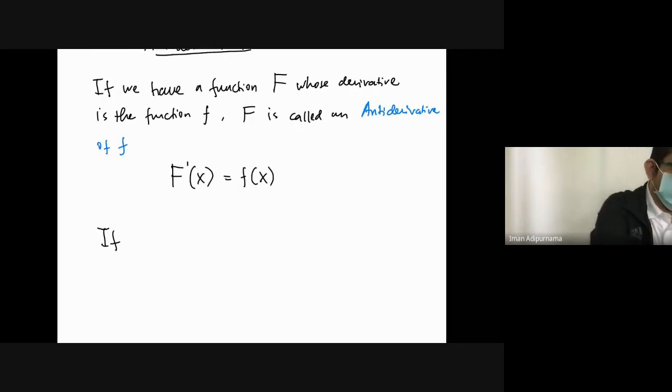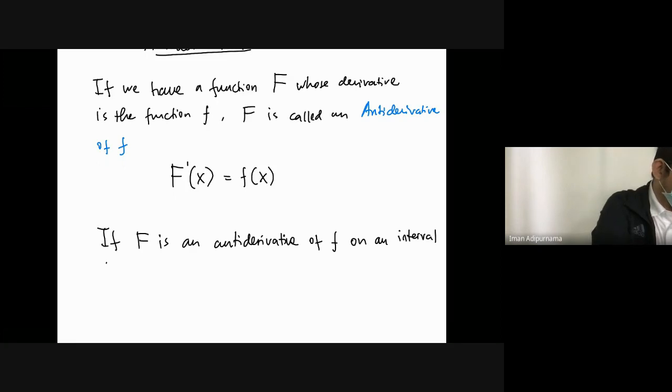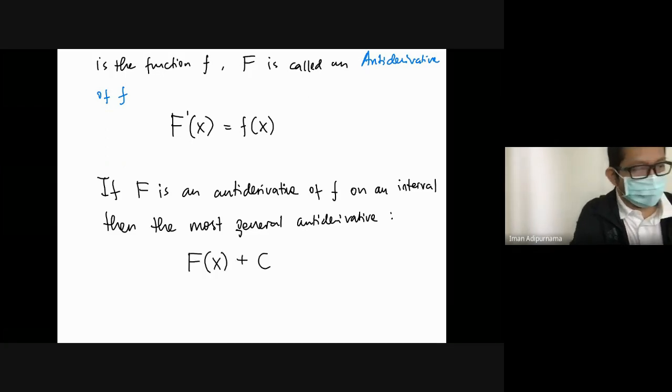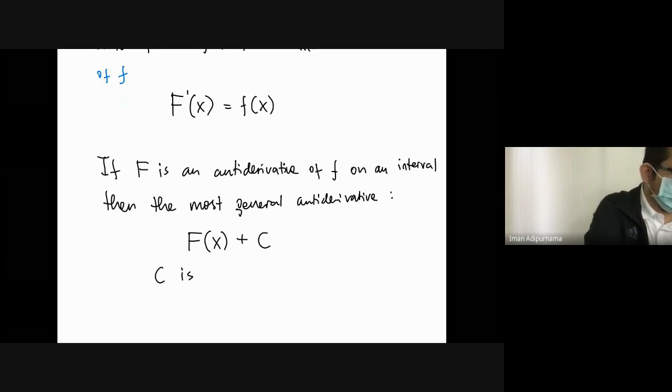Okay, and then if F is an antiderivative of f on an interval, then the most general form of antiderivative is F of x plus C, where C is an arbitrary constant.